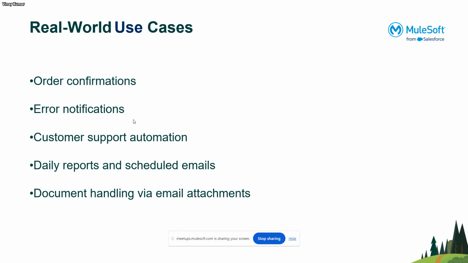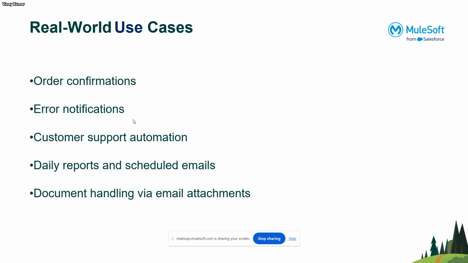And we can use it for daily reports and scheduled emails. If you want to schedule a meeting, or schedule anything through email, that is also one of the real world use cases. And then sending attachments and documents via email. So these are the simple real world use cases. Okay.